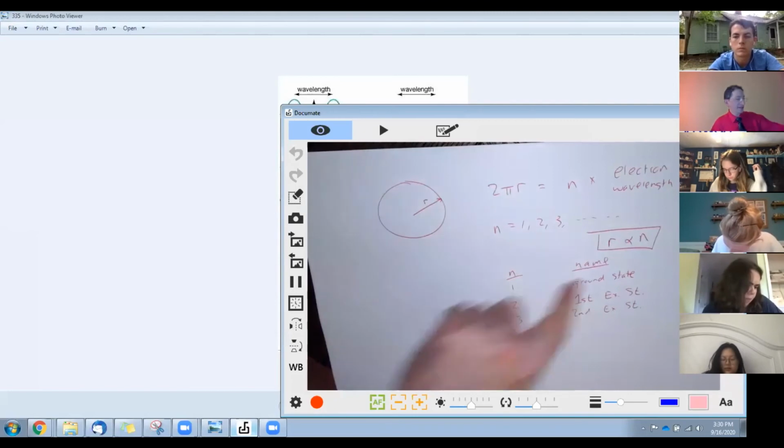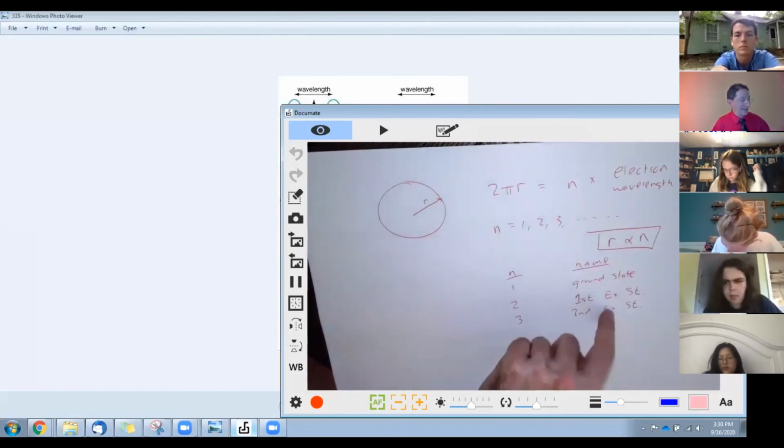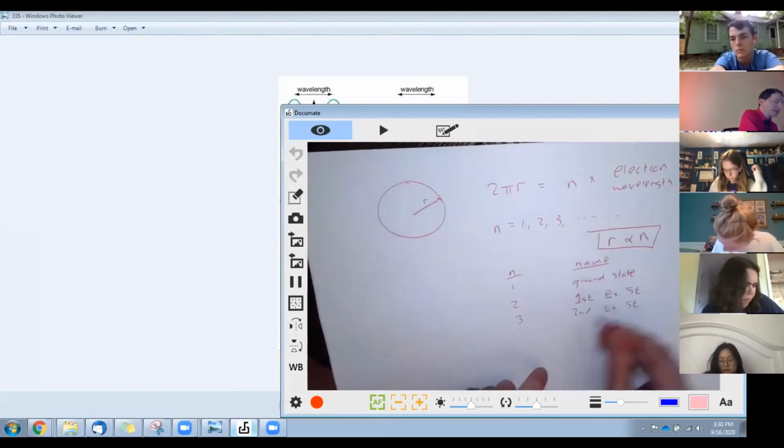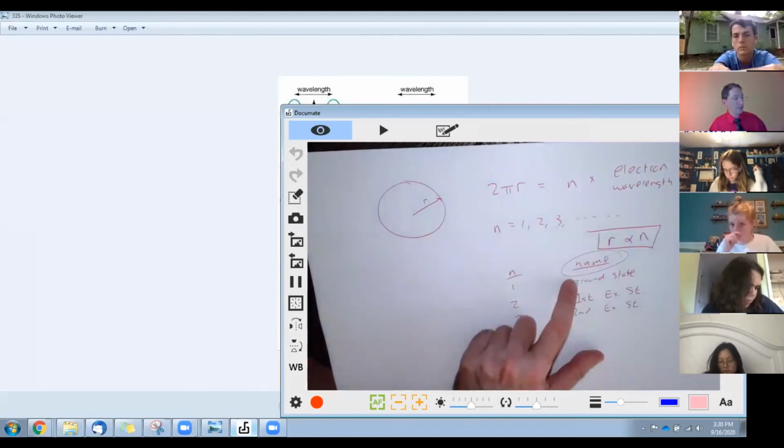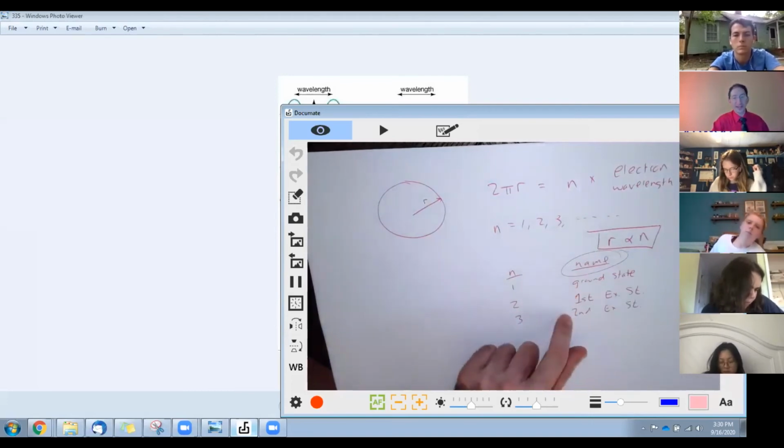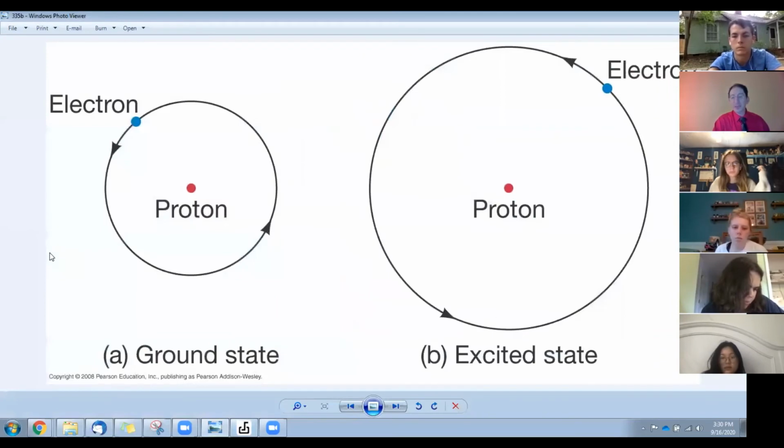It's a little confusing that the n's don't match with the excited state number. So I'll try to use the names typically. I'll refer to it as the ground state, the first excited state, the second excited state. But that's what you're looking at here. Here's an electron in its ground state. Here's the first excited state, twice as far out. The next one's 3 times as far out.